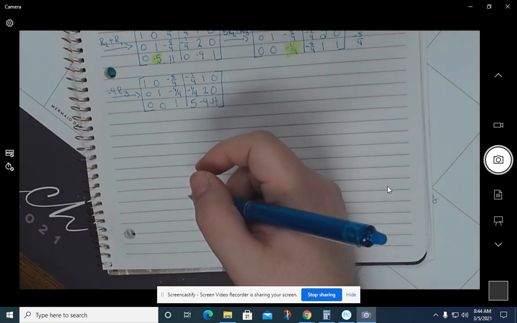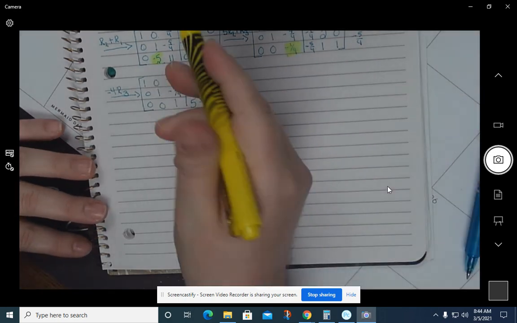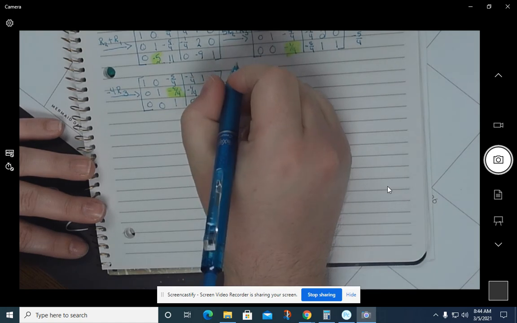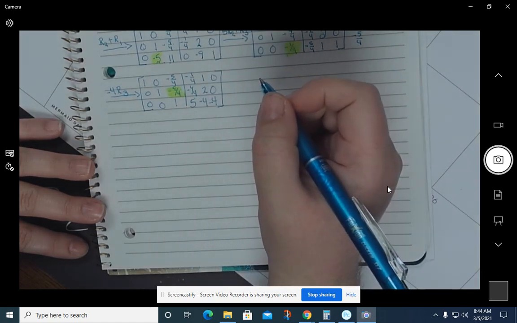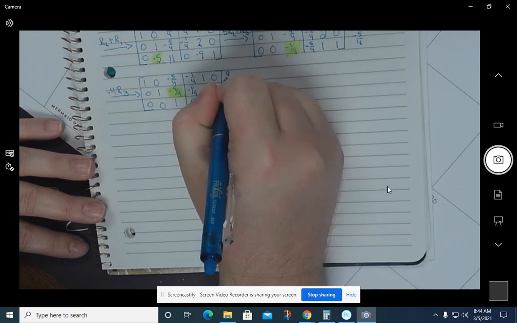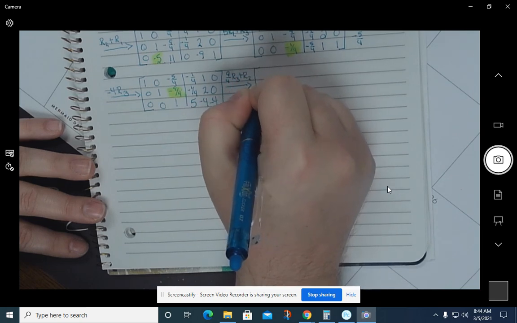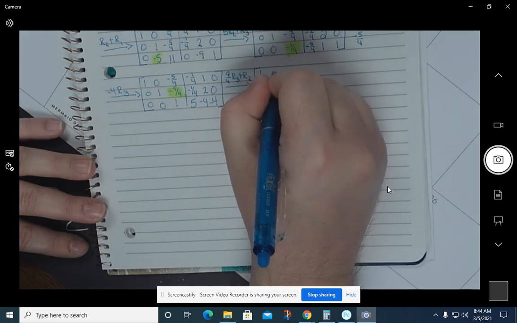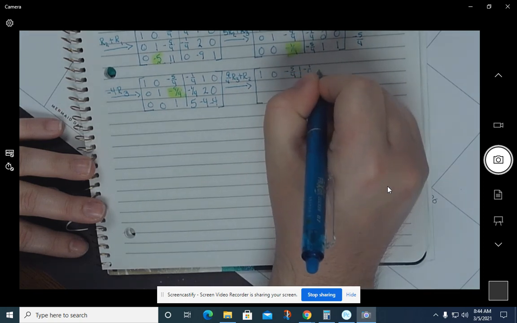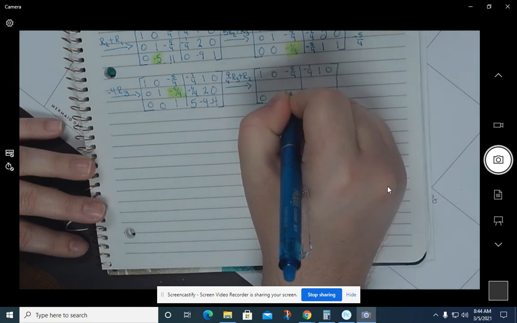Now, only two more steps. We're almost done. We've got to get zeros above that 1. So I'm going to start with getting a 0 here. I'm going to take 9/4 of row 3 and add that to row 2. So row 1 is staying the same. Row 3 is staying the same.